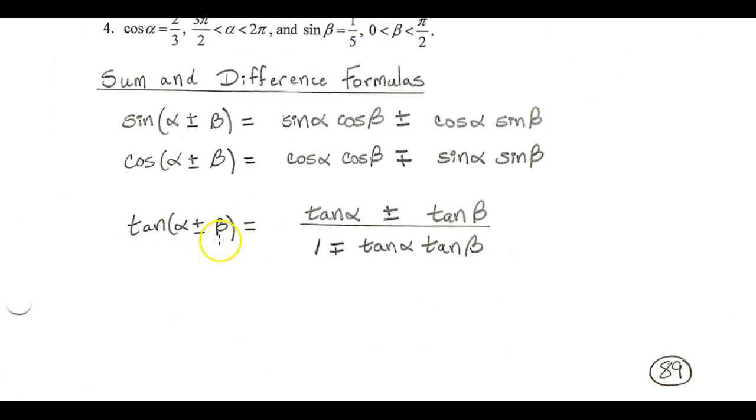The tangent of alpha plus or minus beta, I don't really have a good mnemonic device for that, but it's just tangent of alpha plus or minus tangent of beta, then divided by 1 minus plus. So in other words, the plus or minus stays the same up here, but if it's a plus here, it changes to minus down here. If it's a minus here, it changes to plus down here, tangent alpha, tangent beta. So you just need to be able to use these formulas, okay?